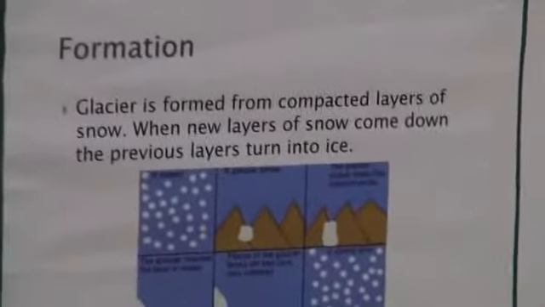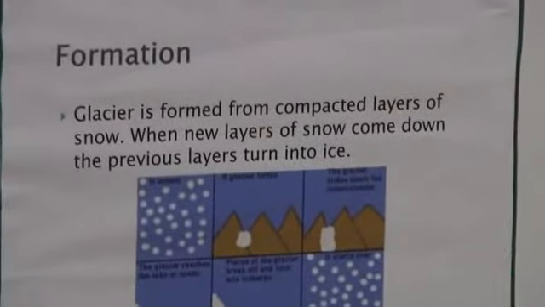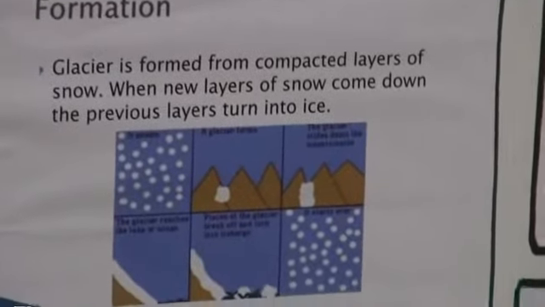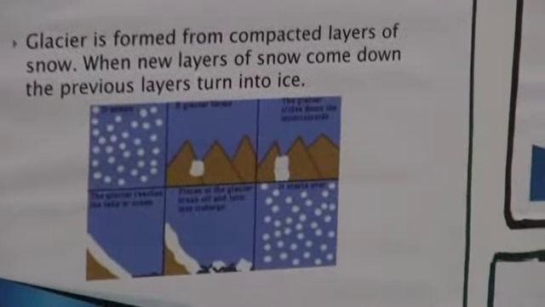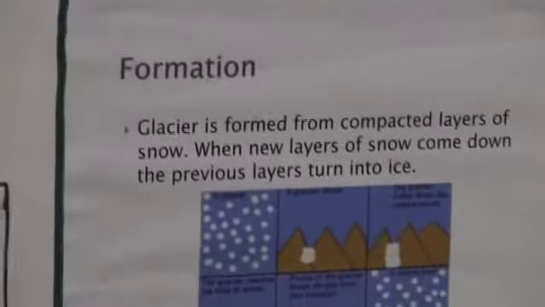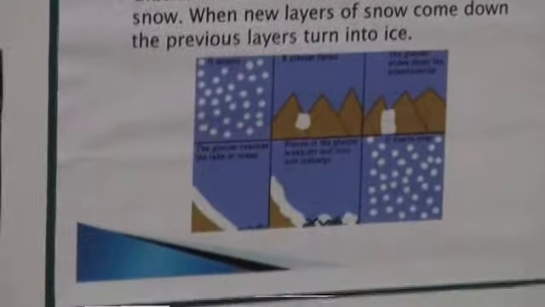Formation. Glacier is formed by compacted layers of snow. When new layers of snow come down, the previous layer turns into ice. It snows. The glacier forms. The glacier slides down the mountains. The glacier reaches a lake or ocean. Pieces of glacier turn into icebergs. And it starts all over again.